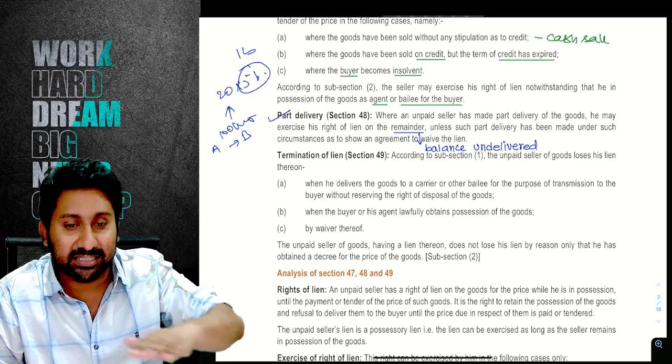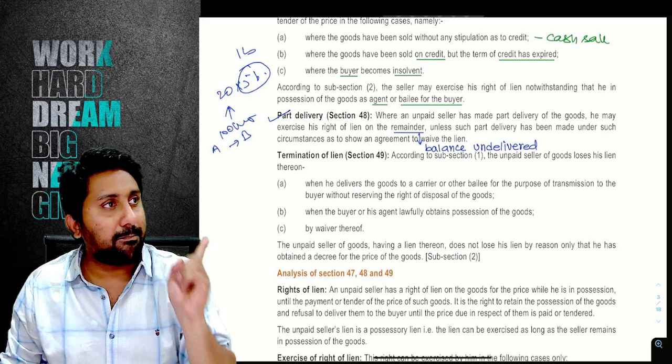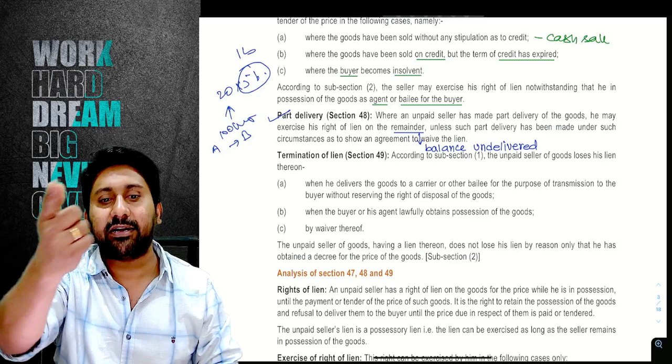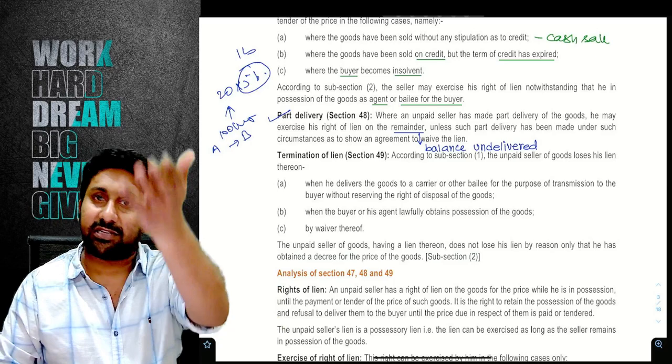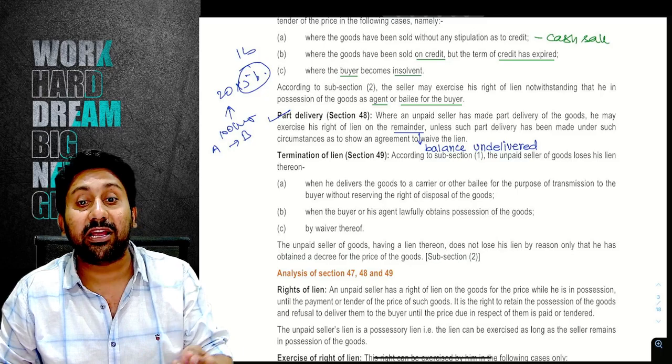If you were ready to exercise the lien, what would you have said to him? The due date was completed yesterday. You didn't come. Therefore, our promise has come to an end. You make the payment and then take the goods, I have to tell. But instead of telling all those things, you said, okay, as he asked, give one bag of rice to him first. So you have no right of lien on the remaining 4 bags.